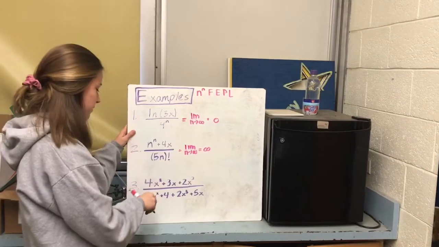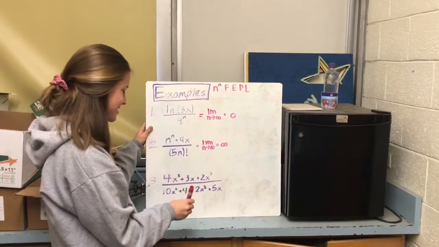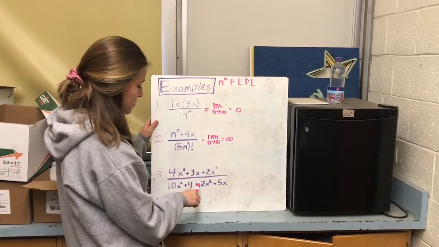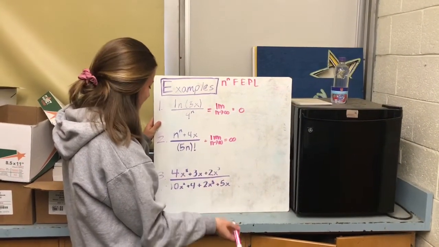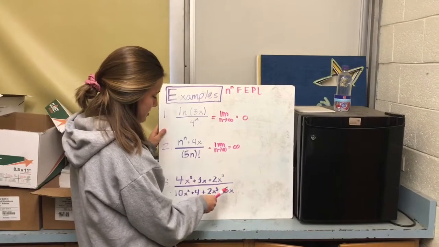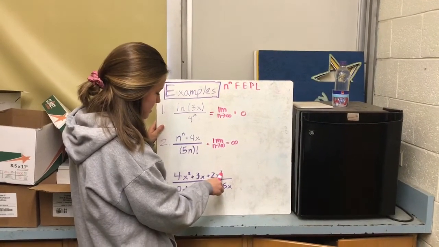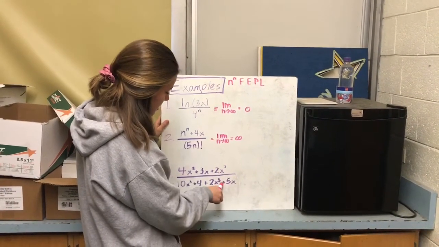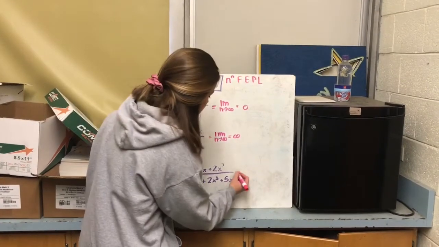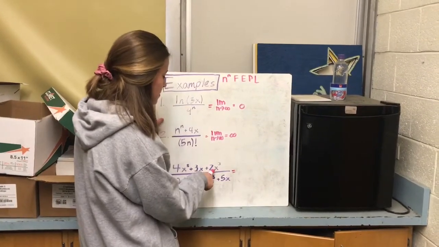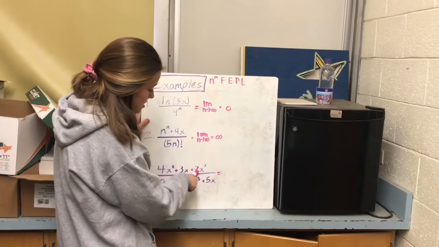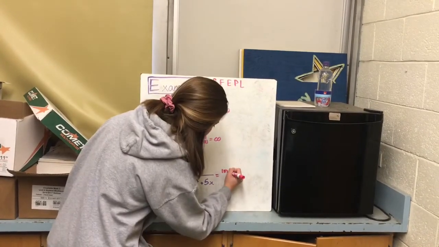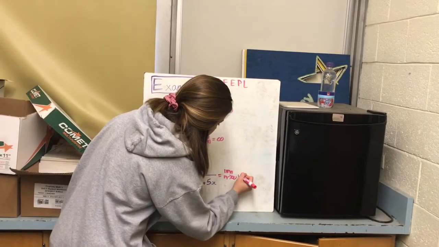And the last one, we have 4 to the x squared plus 3x plus 2x cubed over 10x squared plus 4 plus 2x cubed plus 5x. This function is equal degree because both of the highest exponents are 3. And so to find the limit of this, we do the leading coefficients of the two highest exponents over each other. So this would be 2 over 2. So the limit as n approaches infinity for this function equals 1.